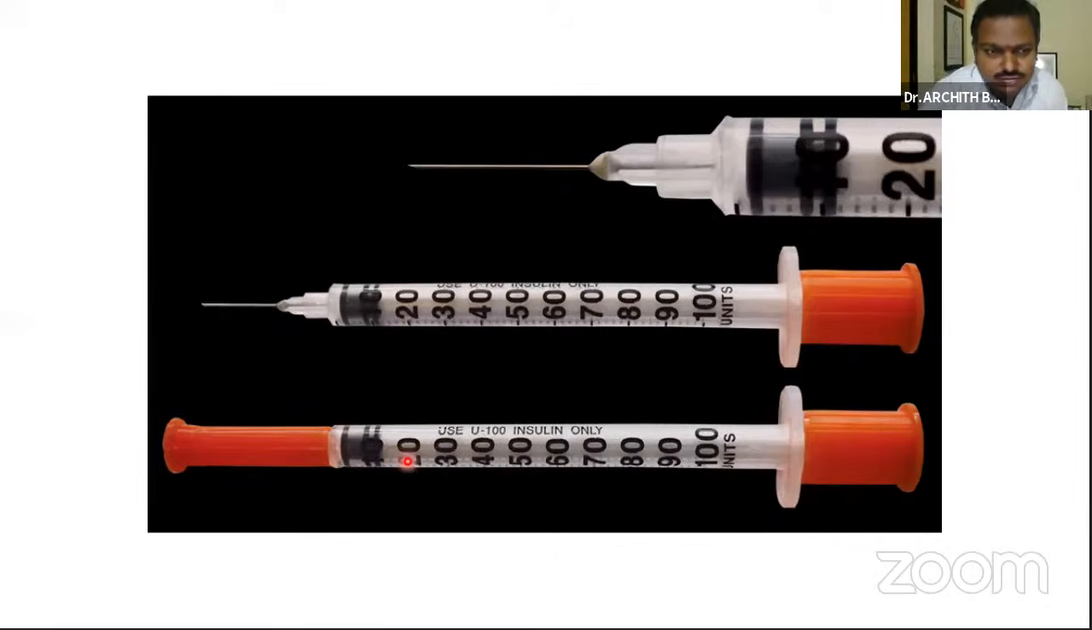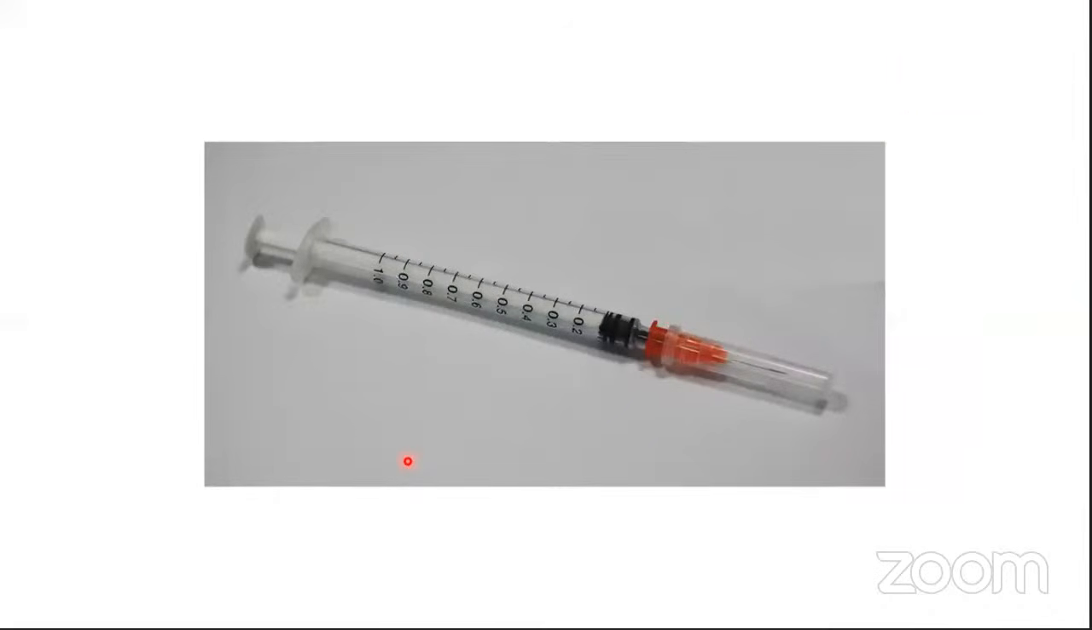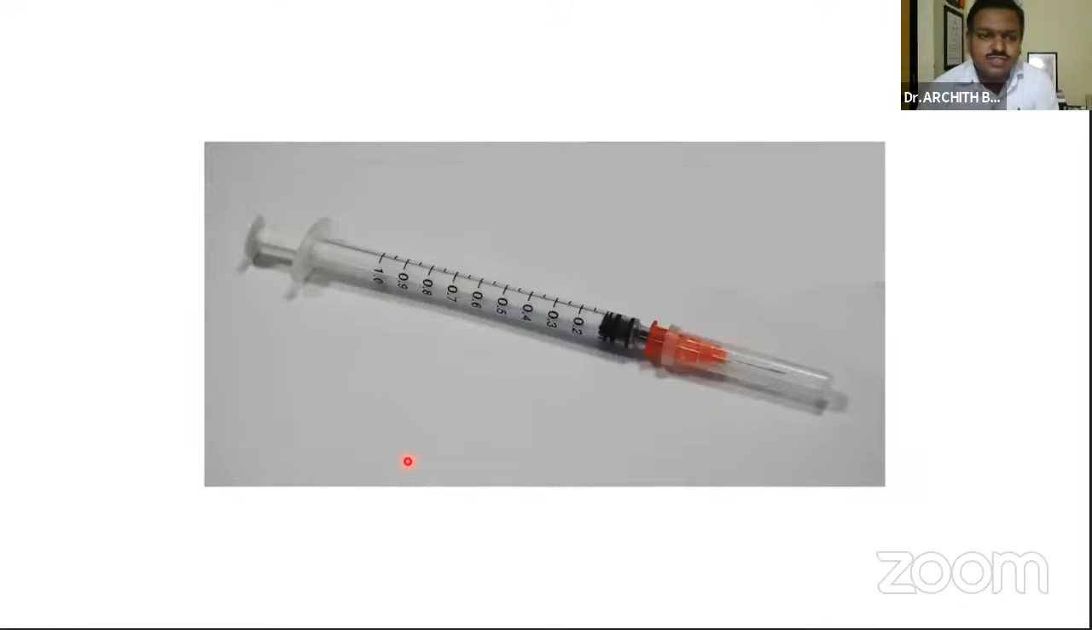So, what is this? Tuberculin syringe. This is the tuberculin syringe that we're using. Again, this is also a 1 cc syringe. How do you differentiate whether it is a tuberculin syringe or an insulin syringe? By looking at the markings. Usually the tuberculin syringe has a brown colored hub here, whereas the insulin syringe has a red colored hub.